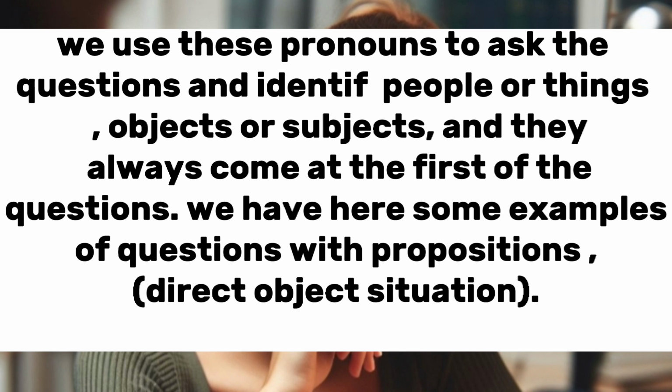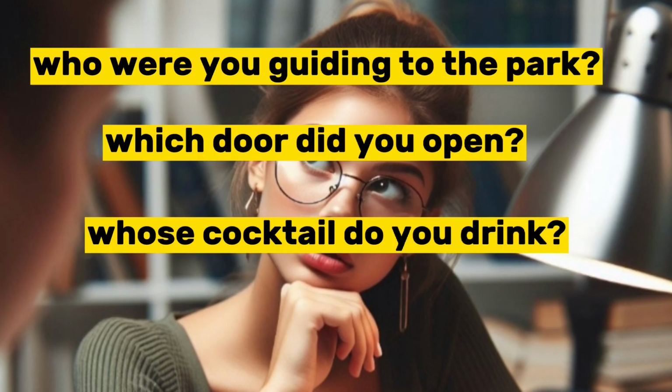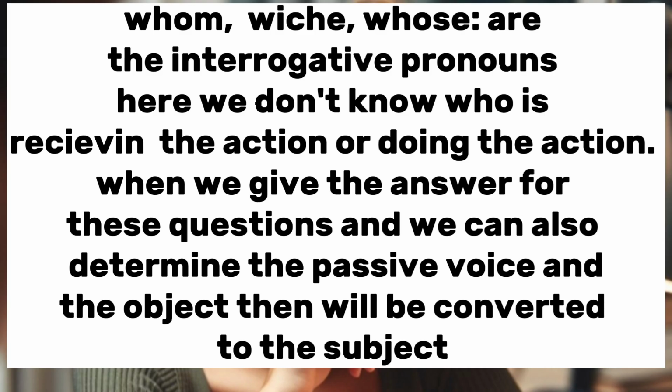We have here some examples of questions with prepositions, direct object situation. Whom were you guiding to the park? Which door did you open? Whose cocktail do you drink? Who, which, whose are the interrogative pronouns here. We don't know who is receiving the action, or doing the action. When we give the answer for these questions, we can also determine the passive voice and the object will then be converted to the subject.